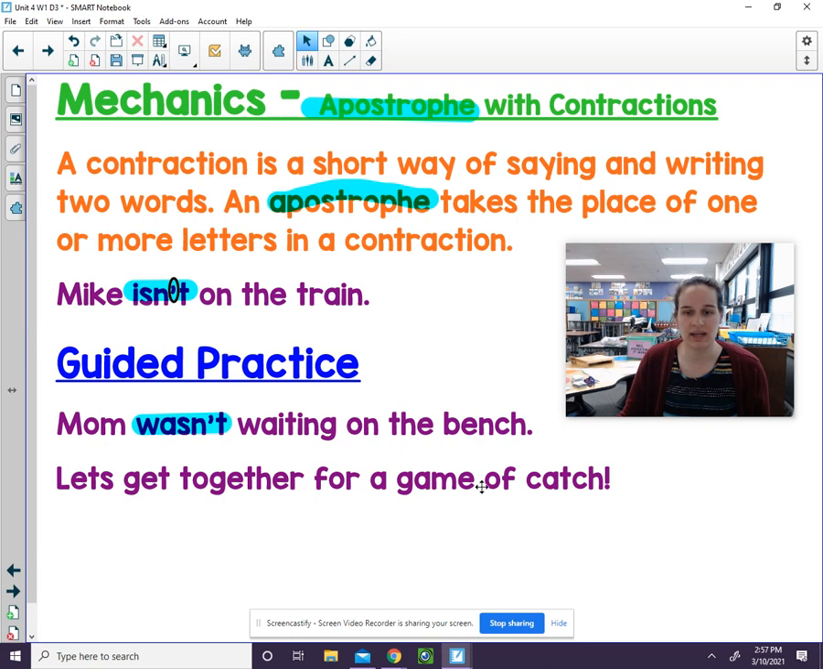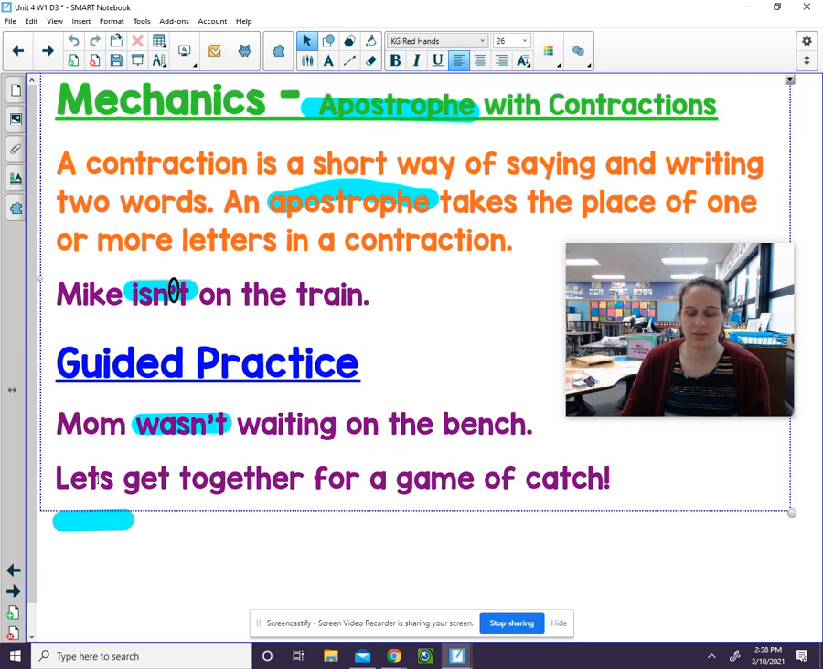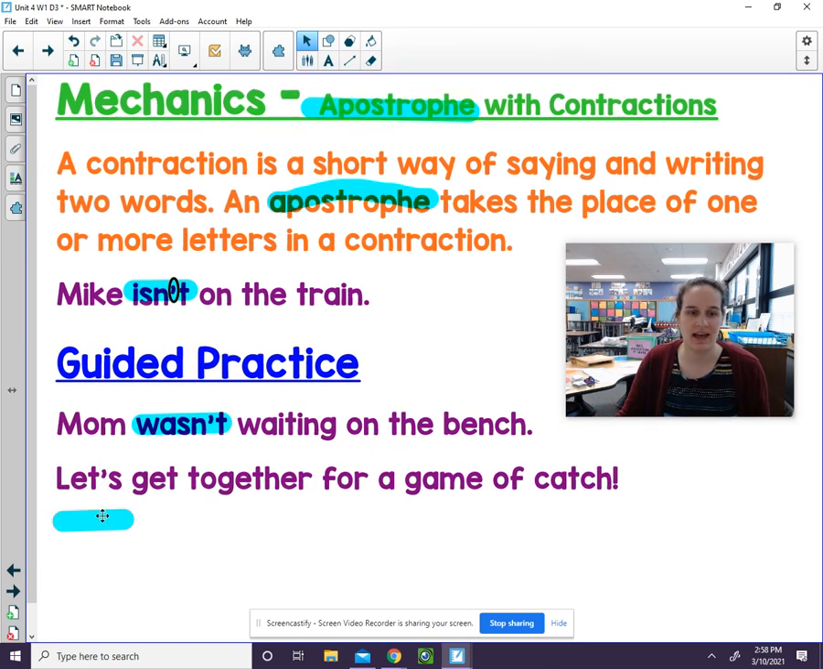Let's get together for a game of catch. The contraction is the word let's. It stands for let us. So how can we fix let's? Well, let us. What letter do we no longer have in the word let's? We no longer have the letter U. So let us needs an apostrophe between the let and the S. So if you are writing a contraction, don't forget to use the apostrophe to replace any letter that is no longer in the word.